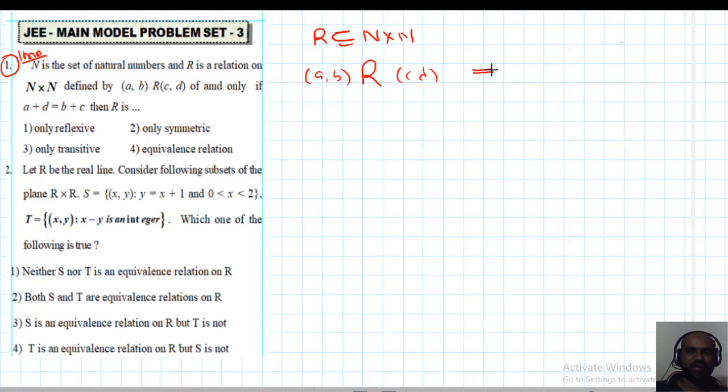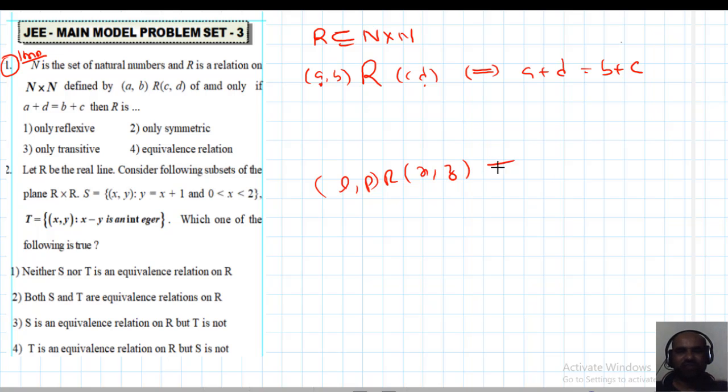Ordered pair A comma B related to ordered pair C comma D if and only if A plus D equal to B plus C. The important thing is how to write from LHS to RHS and RHS to LHS. LHS to RHS means, observe, first term and last term: A plus D equal to B plus C. For example, L comma P related to X comma Z is given. How to write it? L plus Z equal to P plus X. Okay, LHS to RHS.